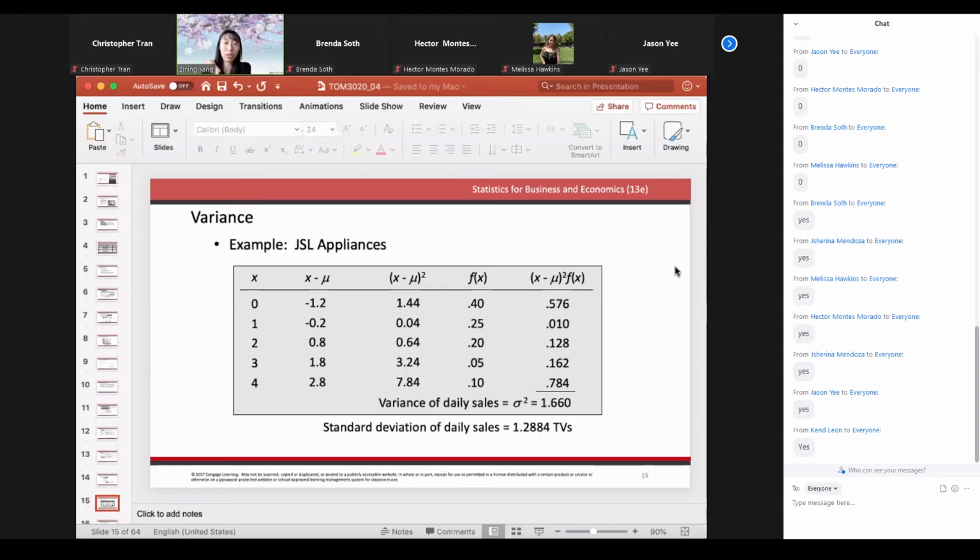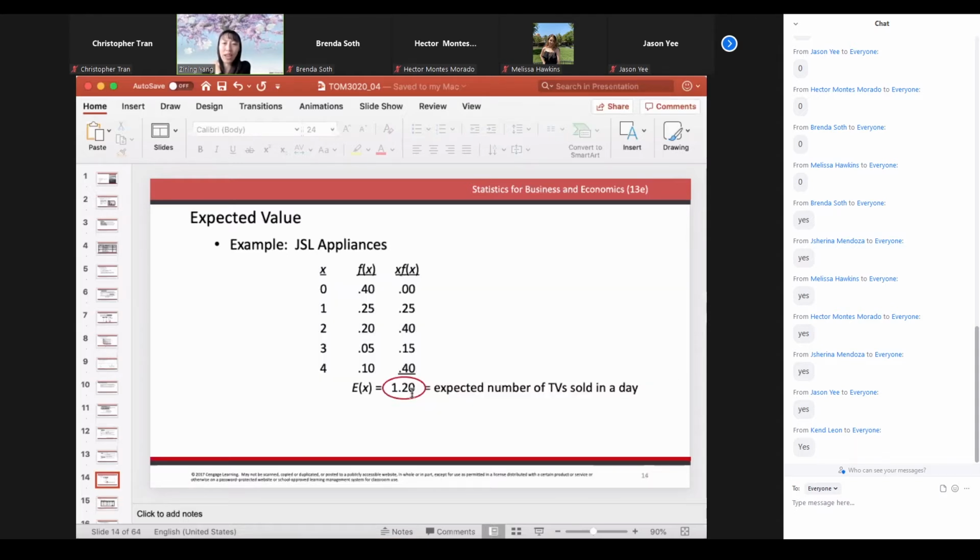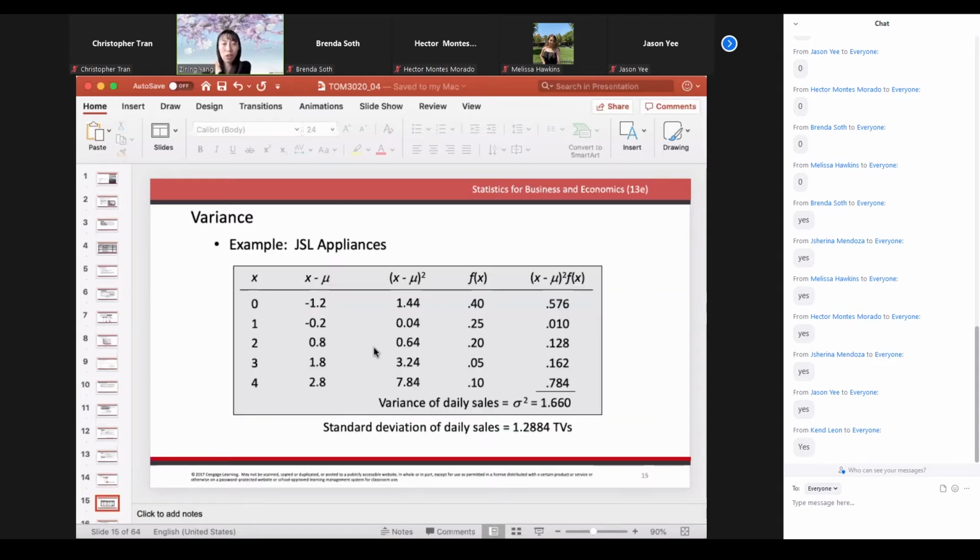And then we can do the same for variance. So we got the x and we just calculated the mean. So x minus mu: 0 minus 1.2, we got negative 1.2. Then 1 minus 1.2, we got negative 0.2. Then 2 minus 1.2, we got 0.8. And we do that for all the x values.